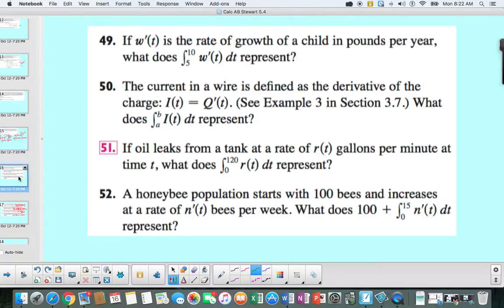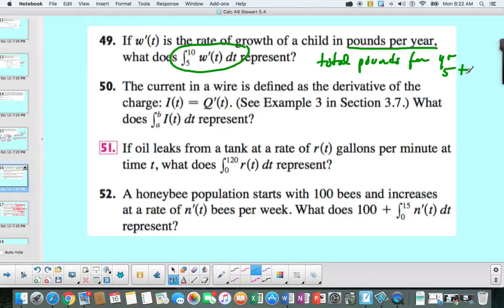Okay, let's take a look at the representation in units of this. Remember, this is the area under a rate of change. And in this particular problem, the rate of change is pounds per year. So if you're trying to find the area under a rate of change of pounds per year, you'll be just getting the total pounds for year 5 to 10.